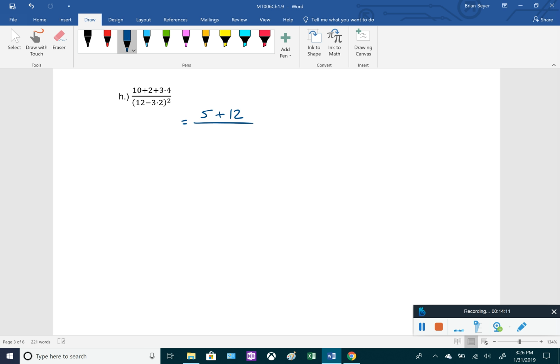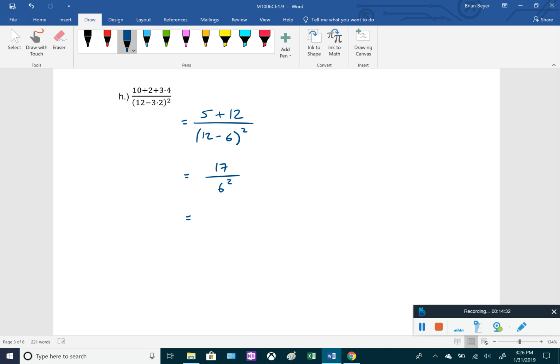And then in the denominator, we have to simplify the parentheses first. Inside the parentheses, we have subtraction and multiplication. So we have to do the multiplication first. 3 times 2 is 6. So the numerator becomes 5 plus 12, 17. Denominator, parentheses, 12 minus 6 is 6.